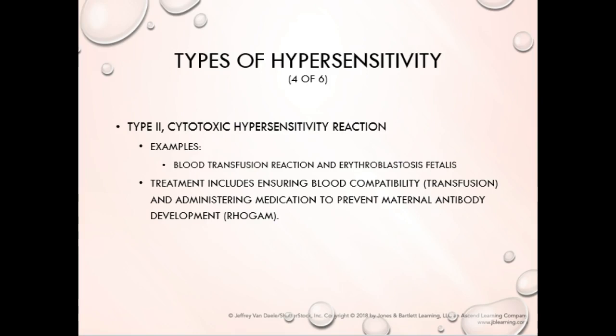So RhoGAM is the treatment for that. If that whole erythroblastosis fetalis thing does not seem familiar, we will go over that in the future. But the treatment is giving the mother RhoGAM to help prevent the creation of those antibodies. But blood transfusions is a very good example of this type 2 cytotoxic hypersensitivity, because if we give somebody blood who's not compatible, you'll actually break apart their red blood cells.